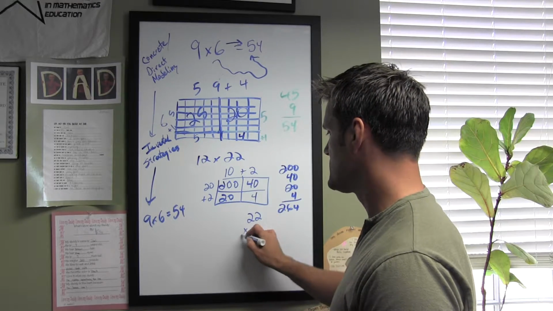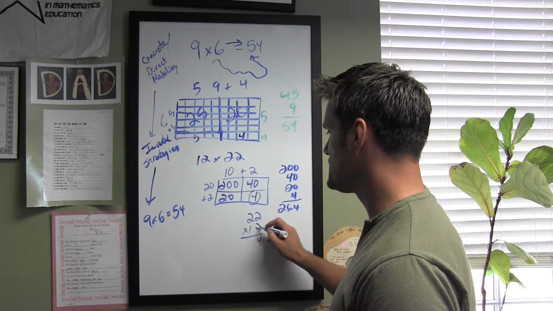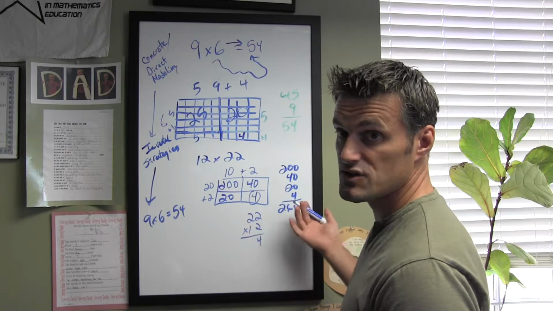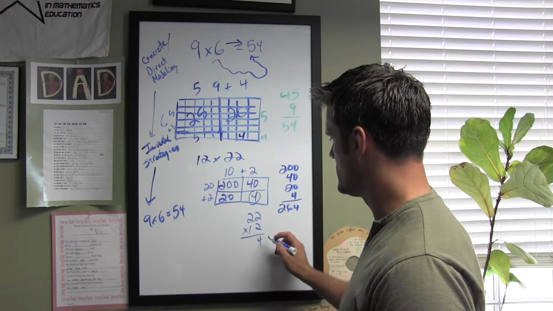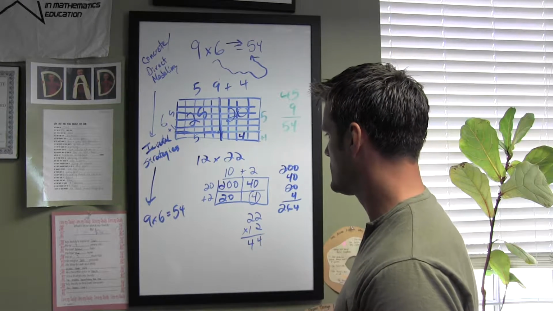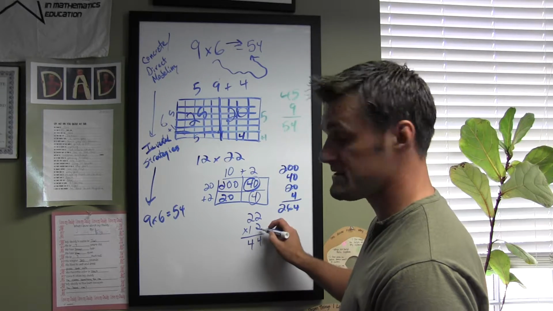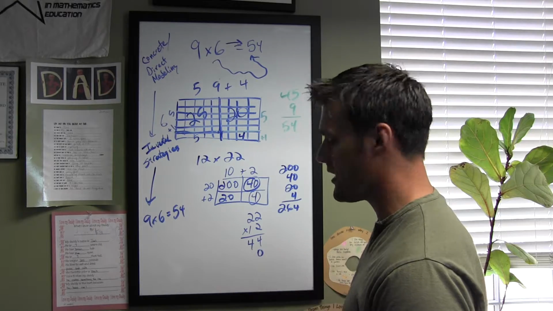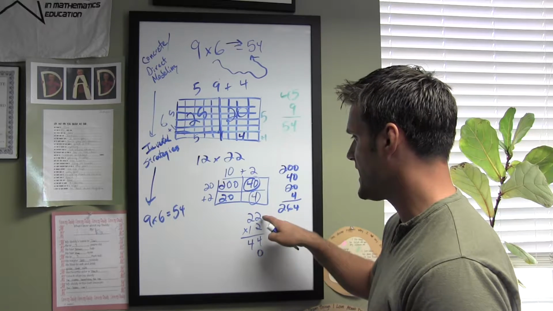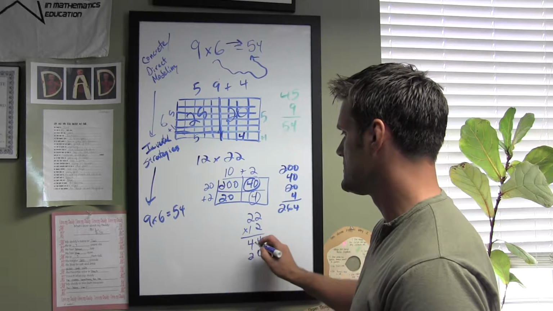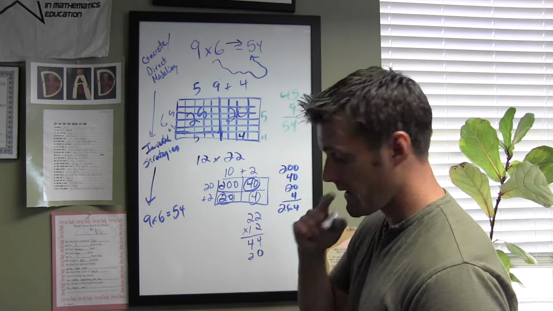So 22 times 12, 2 times 2 is 4, right there. Okay, 2 times 2, but it's not 2, it's a 20. So that would be 2 times 20, it's 40. Then we're moving over, right? And why are we moving over? Because we're not multiplying by 1, we're multiplying by 10s. So 10 times 2 is 20, and then 10 times 20 is my 200.